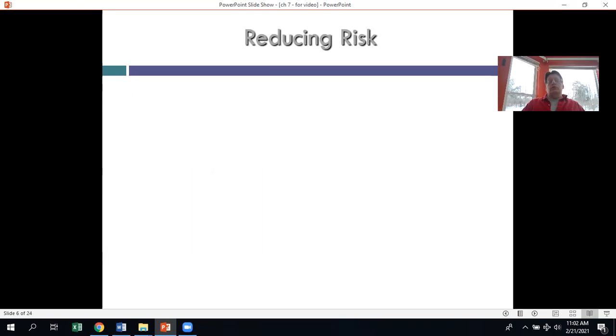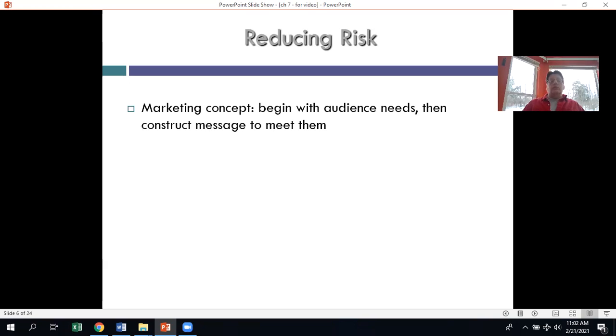One of the things they also do is try to reduce risk. And so there is this marketing concept: begin with the audience needs, then construct messages to meet those needs. And so you look at what audiences are wanting. So we're going to be doing a chapter on reality TV, but reality TV compared to other types of television programs is a relatively new thing. And so when it first started out, really Survivor was the first one, and they saw that there was an appetite for this and money to be made, then they started constructing more and more programs that met that need.